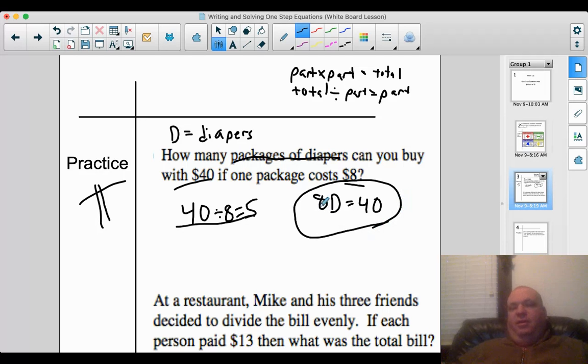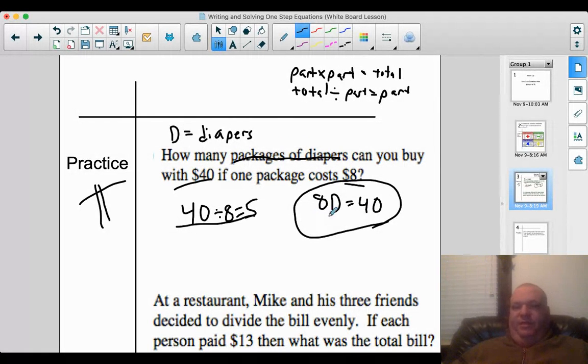How much each package costs times how many packages equals the $40 that you spent. Notice the variable is not by itself yet. It still needs train tracks to solve. If you skip ahead and do something like 40 divided by 8, you don't have train tracks to solve there. You're not isolating the variable. You're just seeing ahead what you're going to need to do to get the answer, which is great that you can see that, but that's not the skill we're practicing right now.